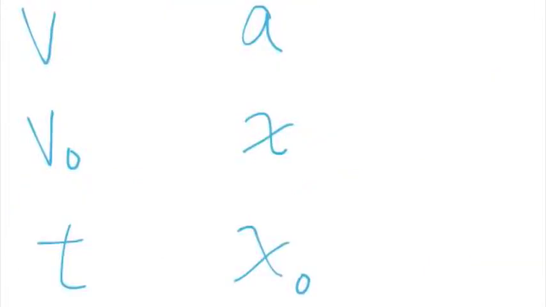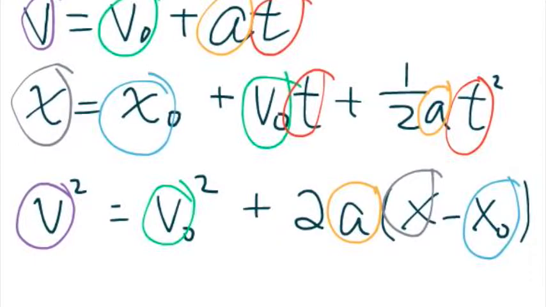For the problems we see, usually we're asked to find one or more of these variables. So one strategy to find which equation to use is to look at the variables that are known and see in the equation which variable you don't know, to eliminate as few as possible of the unknown variables.